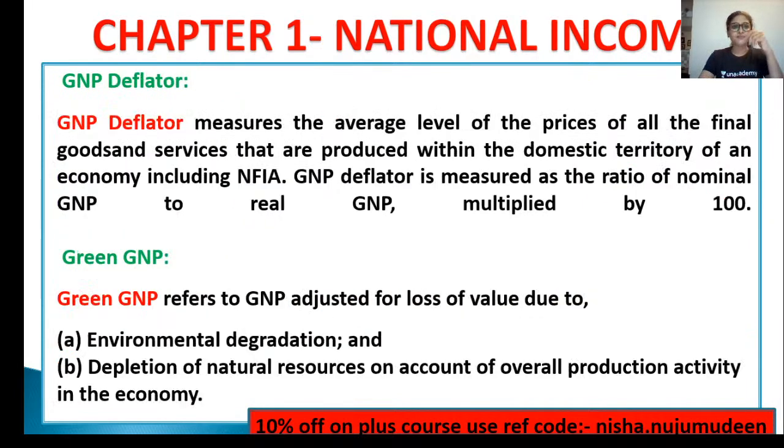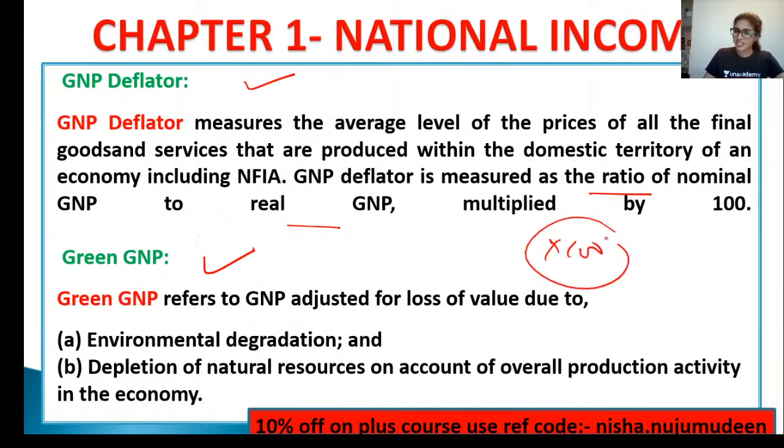so that's all. Now, there are 2 more concepts to be covered, guys. One is called GNP Deflator. One is green GNP. These are also included in your national income chapter. What is GNP Deflator? Deflator means something that reduces. It measures the average level of prices of all the final goods and services produced within the domestic territory of a country. And this deflator is the ratio of nominal GNP to real GNP multiplied by 100. It's very simple, nothing much. This is what the GNP deflator is all about.